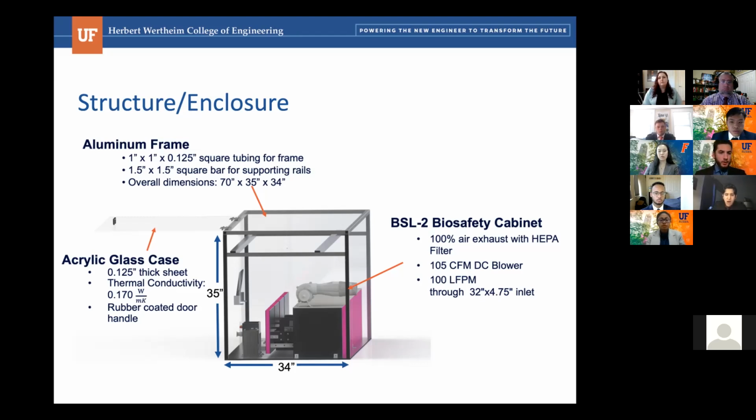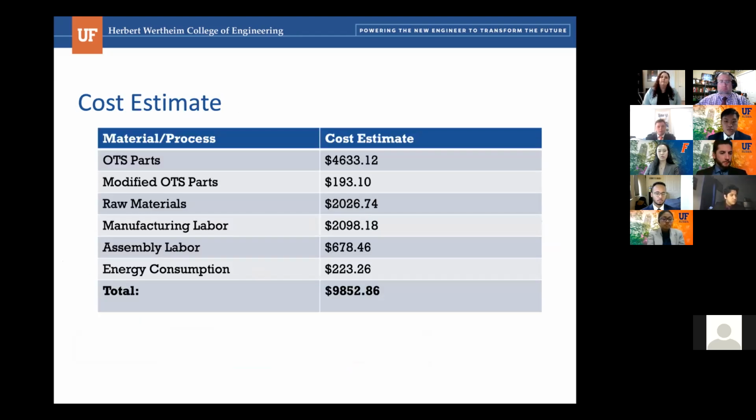To calculate what the inlet size should be to find the 100 linear feet per minute, we back calculated using the cubic feet moved and the 100 linear feet per minute across to find that we need to cut a size of 32 inches by 4.75 inches across on the other side of the system to ensure that there is a linear flow moving from one side of the system to the fan blowing out to the other, to ensure that all the BSL2 biosafety features were met. And now Andrew is going to talk about the final cost of the system.